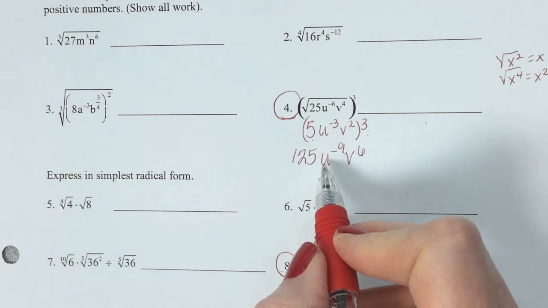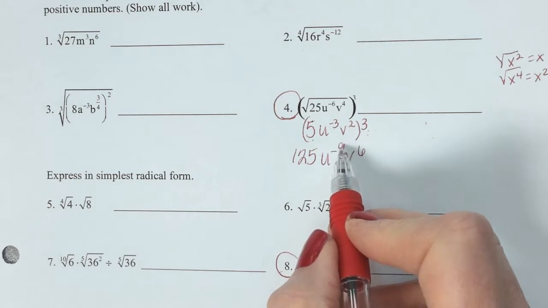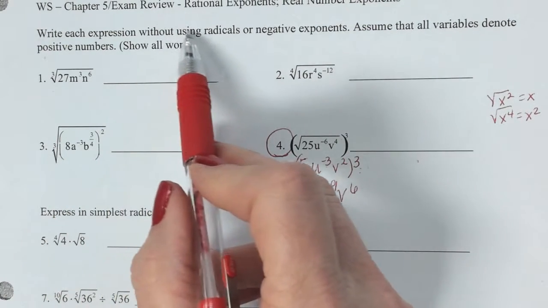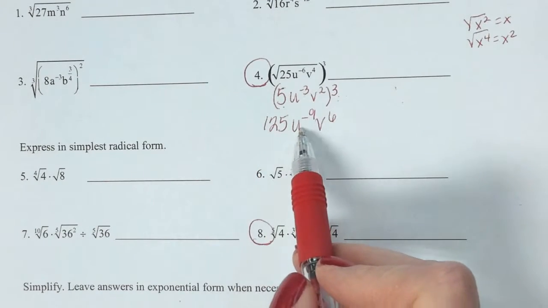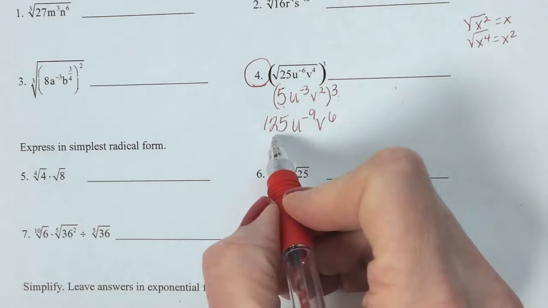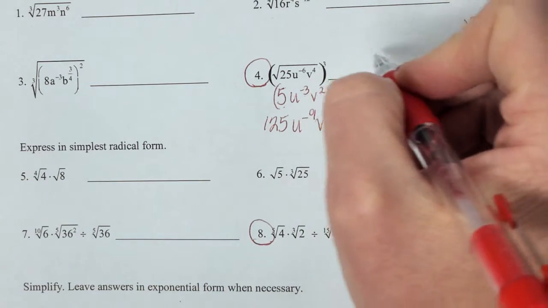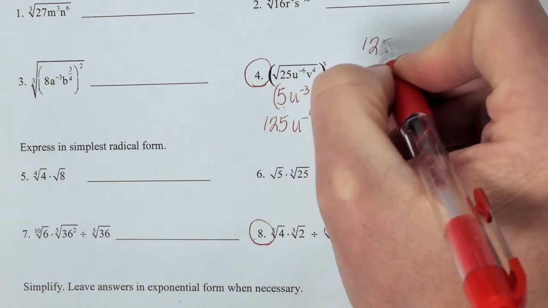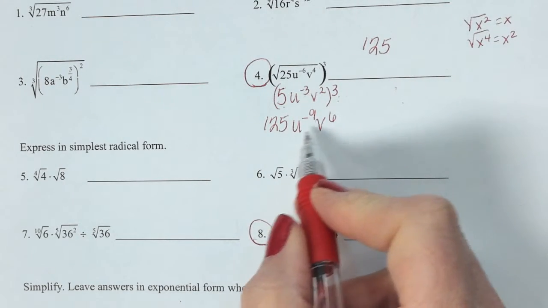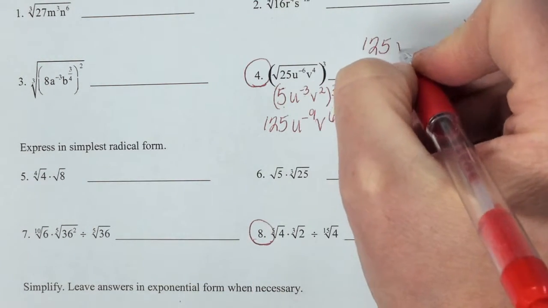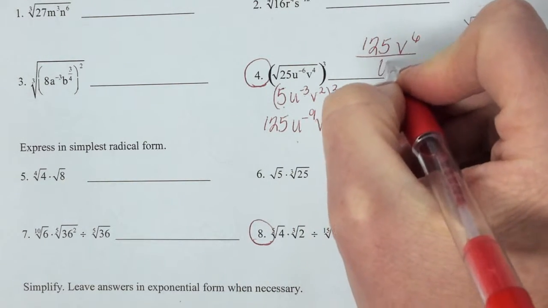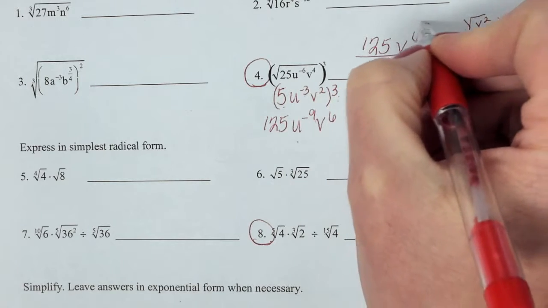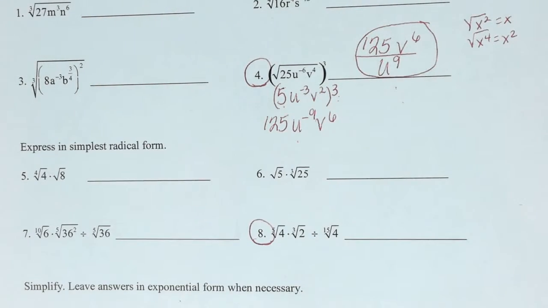The only thing that's going to change is that we don't want to have negative exponents. The directions say write each expression without using radicals or negative exponents. So this is a negative exponent. The 125 though is not attached to the u, so the 125 would stay on the top. The v doesn't go with the u, so the v to the 6th, that factor stays in the numerator. The only thing that goes to the denominator is the u to the negative 9 becomes u to the positive 9, and that would be your final answer. Questions on that?